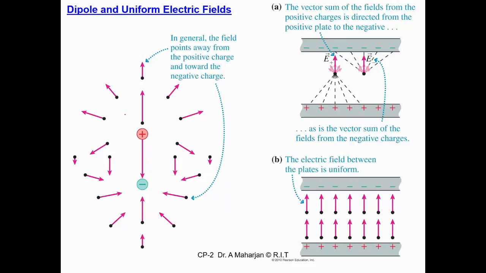This is the electric field, just like magnetic field. This is the electric field pattern around a dipole. It's different at different points. The magnitude and the direction will be different at different points.